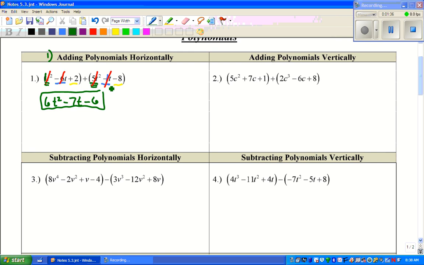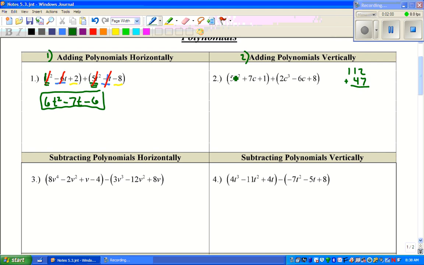Okay? Another way to add polynomials, the second way, is to do it vertically. Think back to when you were in 3rd and 4th grade and you had to do something like this: 112 plus 47. This is kind of the same idea. What we're going to do is match these up and write them vertically.